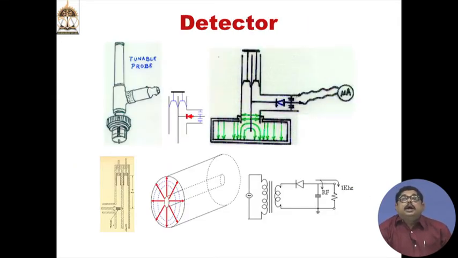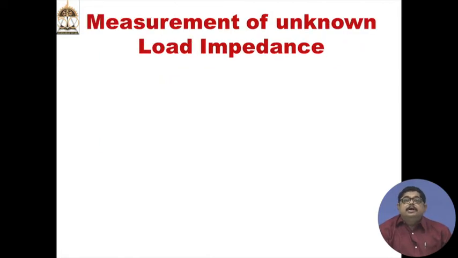Now, you see the tunable probe we have shown here. This is the field distribution of the detector, and finally, the diode is converting the voltage to a current, and that current is going to the VSWR meter.